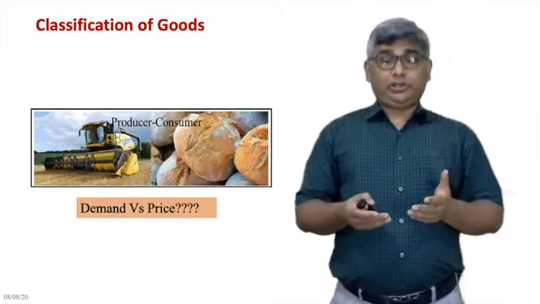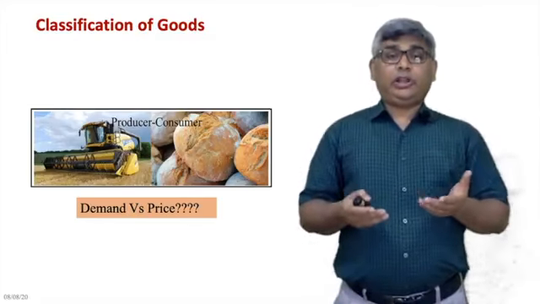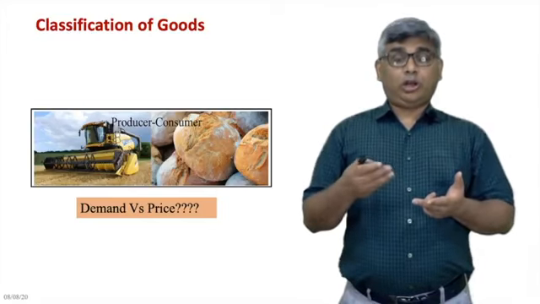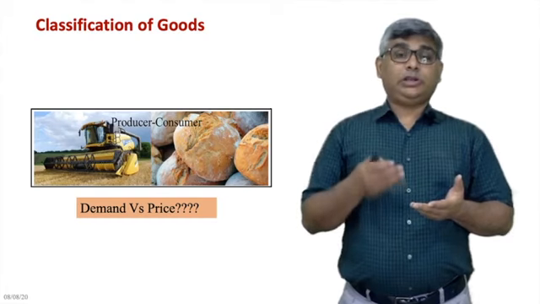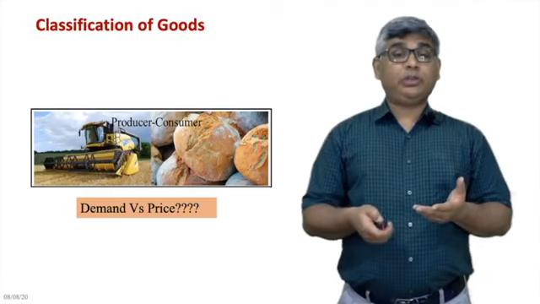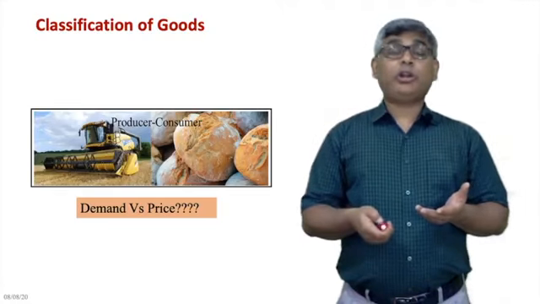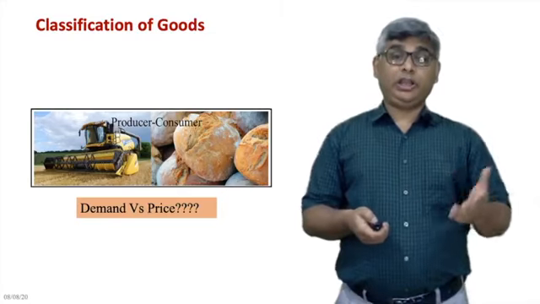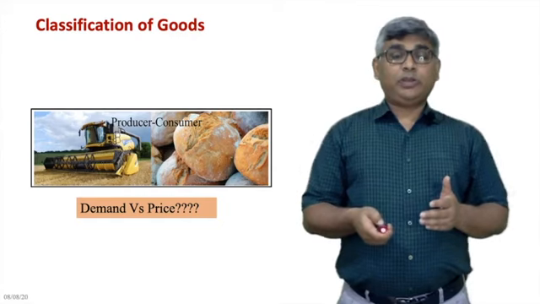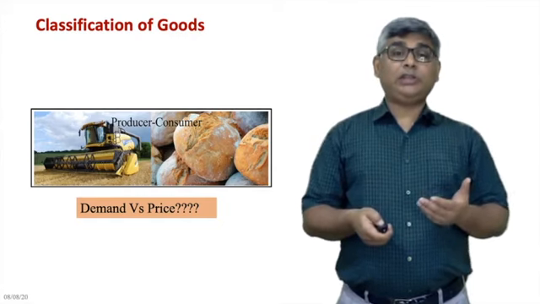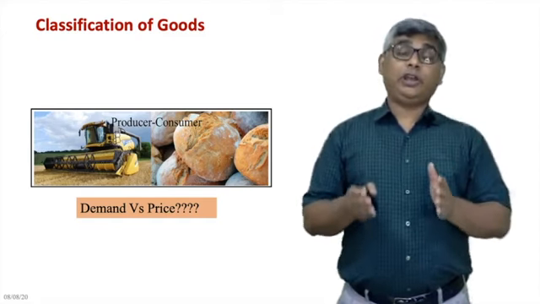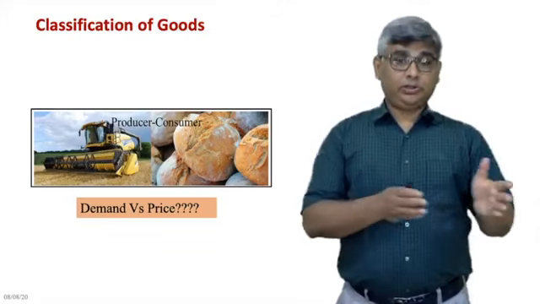Now with this classification, just think of whether it is a producer good or a consumer good, whether it is a substitute or a complementary good, or whether it is a necessity or a luxury, and how the demand for this good varies with price. This is an important question which we need to answer, and we will take it up later. Because on the basis of the answer to this, that is, how the price varies with demand for different kinds of goods, this also helps in classifying the goods into these various classes.